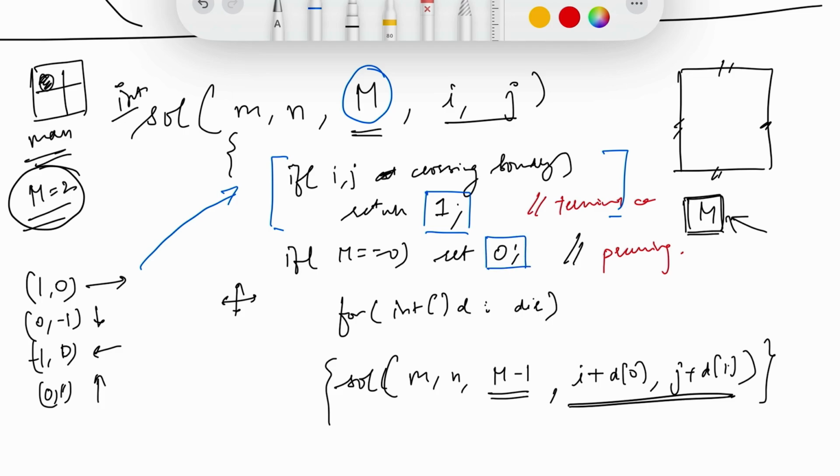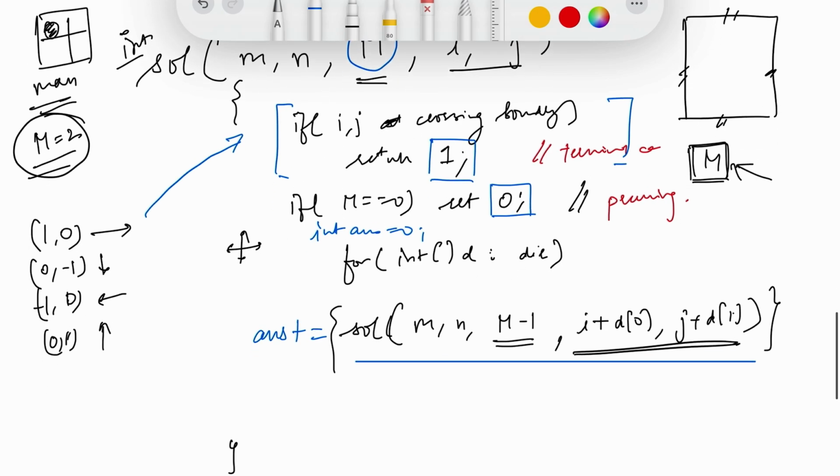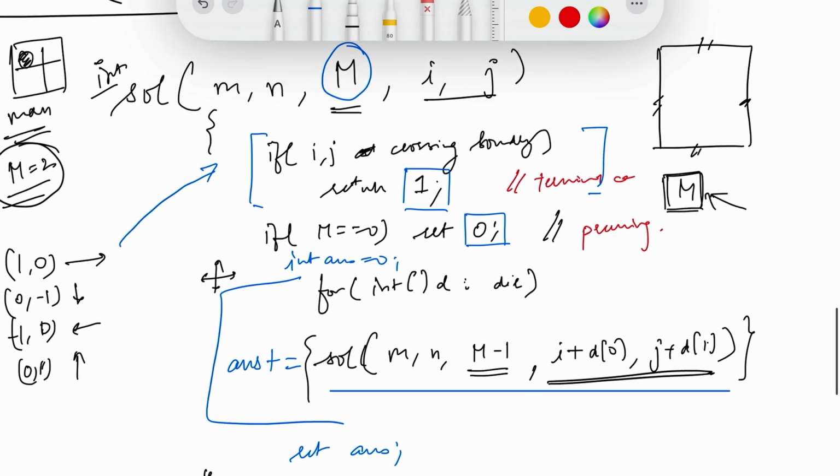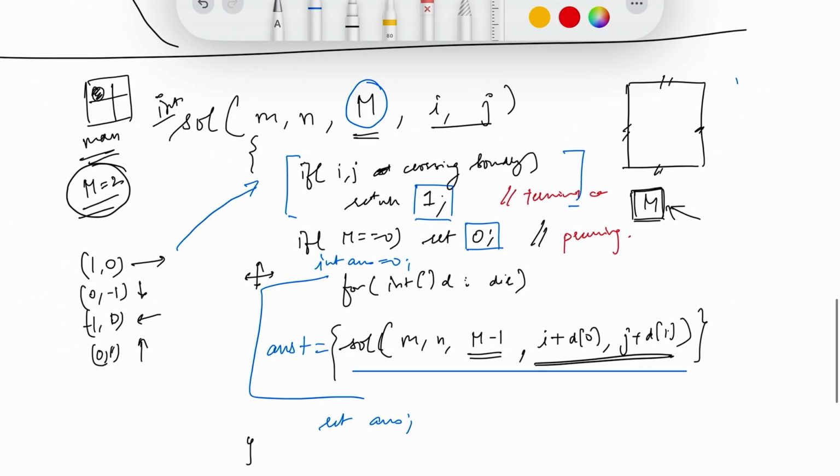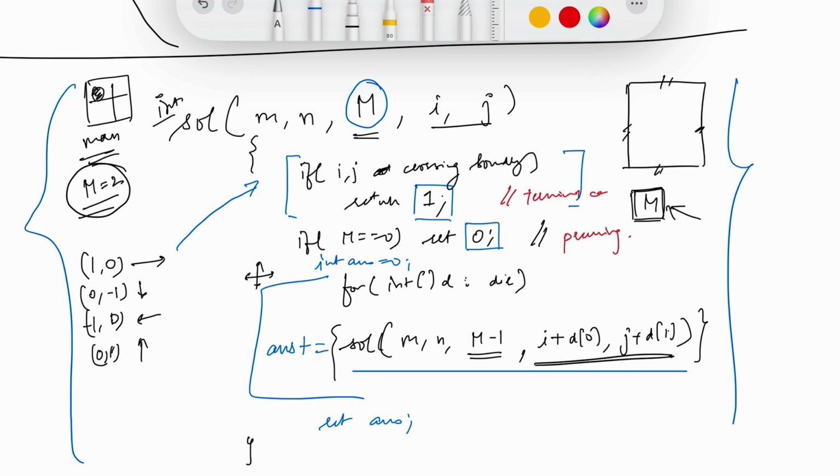And ultimately, we have to check recursively and store our answer plus equal to this. And before that, I will also take my answer variable. And after this for loop, I can directly return my answer. So this is the basic skeleton for this recursion.